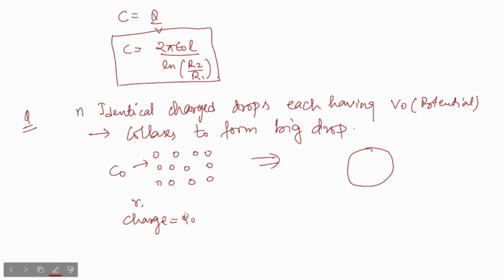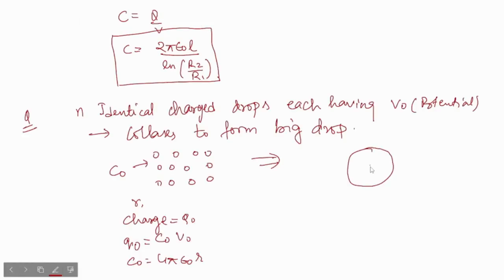Now what will be the relation between Q naught, C naught and V naught? It will be Q naught equal to C naught into V naught, and you know C naught is equal to 4 pi epsilon naught r, right? Because they are all spherical drops. Now I'm doing it for the smaller one.